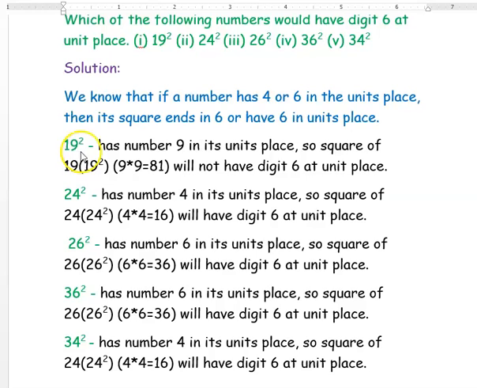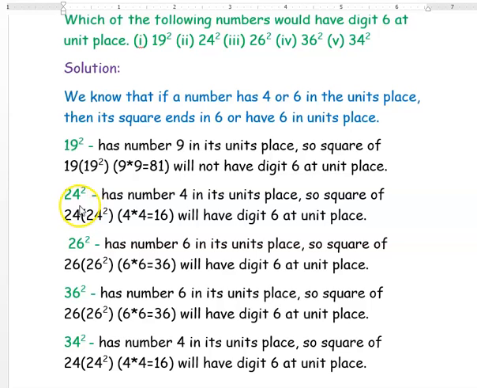The given number is 19 square. 19 is the first number given. It has 9 in its units place. So the square of 19, that is 19 into 19, we have the units digit 9 into 9. So we'll have 81. So it will not have digit 6 in its units place. Its digit is 1. The next question is 24 square.